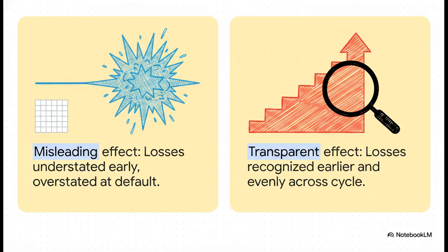On the left, under the old incurred loss model, losses are vastly understated early on and then wildly overstated at the point of default. It was just misleading throughout the life of the asset. But over on the right, with the new CECL model, by estimating lifetime losses up front, the losses are recognized earlier and way more evenly. As credit quality drops, you just adjust your allowance incrementally. It's infinitely more transparent across the whole cycle, and it completely avoids that predictable chaos.